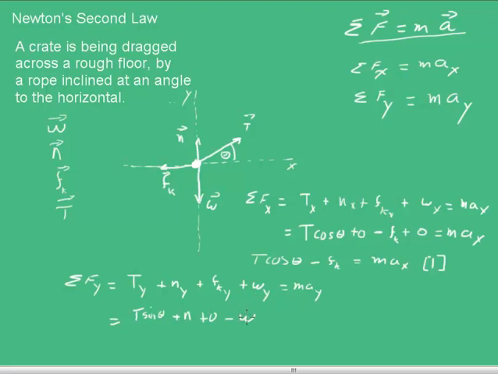Later on you will find out that W can be replaced by the mass times 9.8, and we'll just call it g to make it easier. It's easier to write g than 9.8, so instead of W we write mg, and that's equal to may. So we could forget about this and just say T sine theta plus N minus mg equals may, and it gives us a second equation. Very often when we have to solve problems involving forces, we look for two equations and then do some algebra, and that's pretty much it.